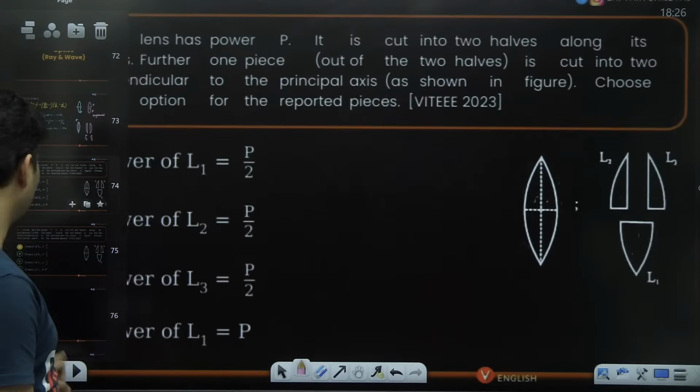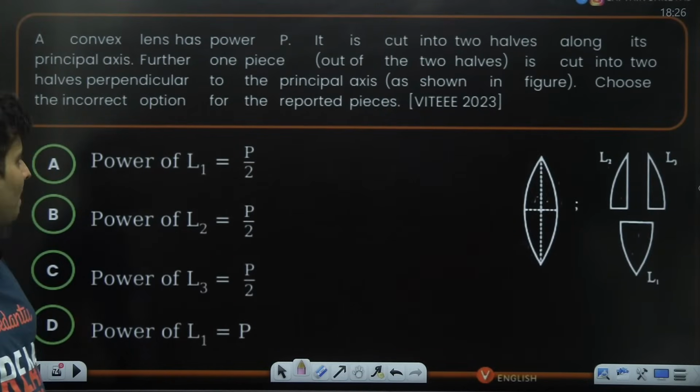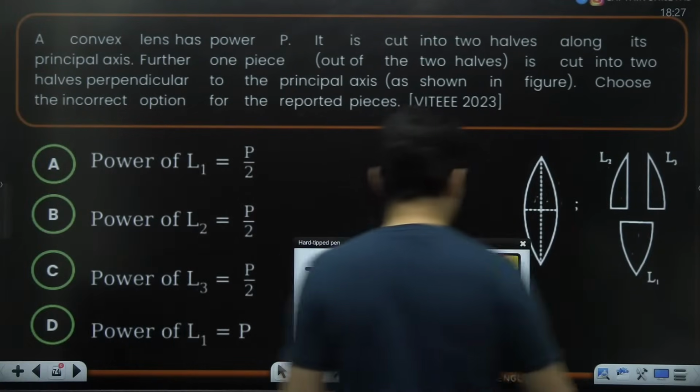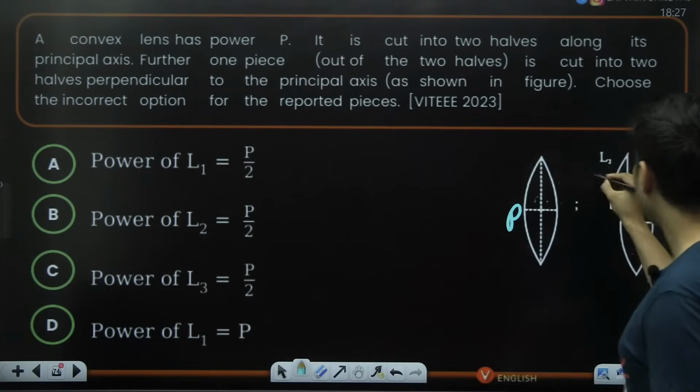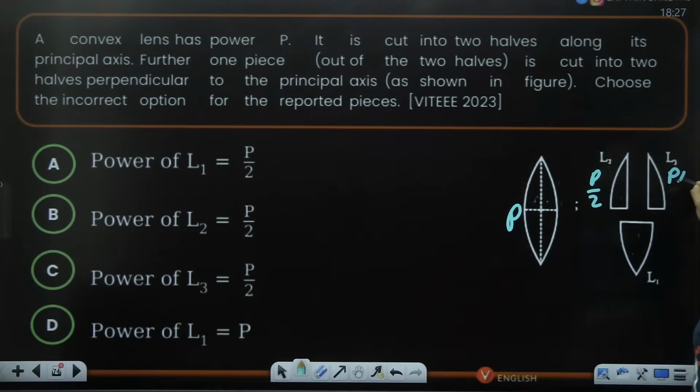Come on, guys. What is the correct answer for this? Power of original lens was P. So when you break it into two parts, this will be P by 2, this will be P by 2. This part will still have power P. So L1 will be P by 2.